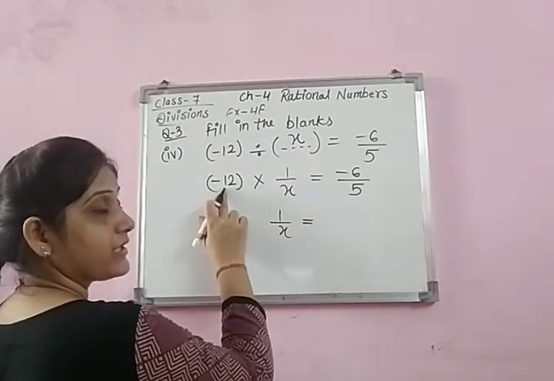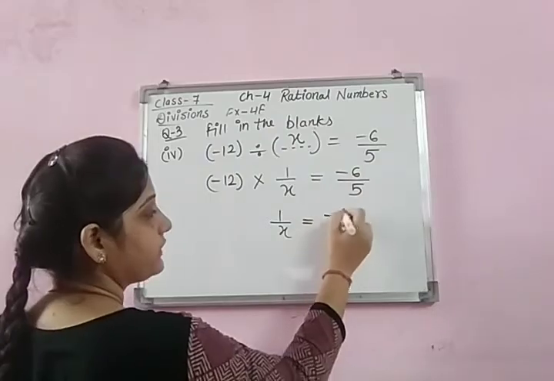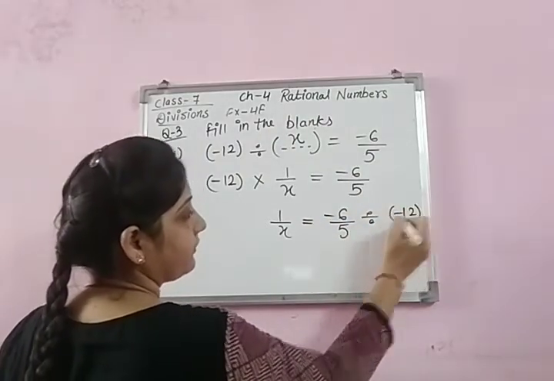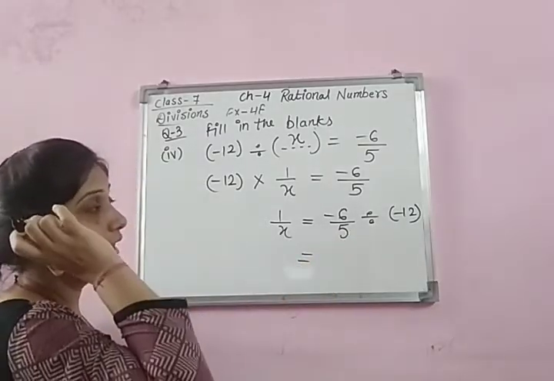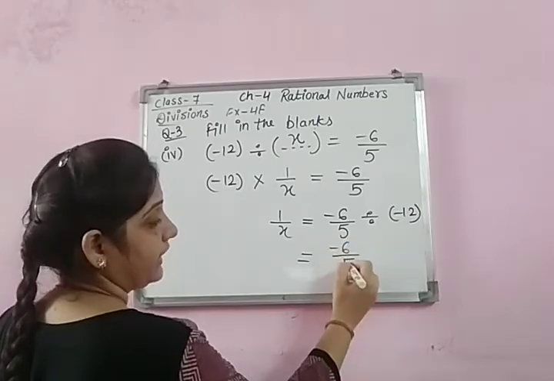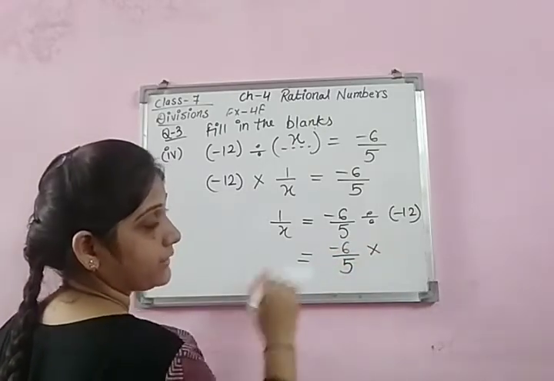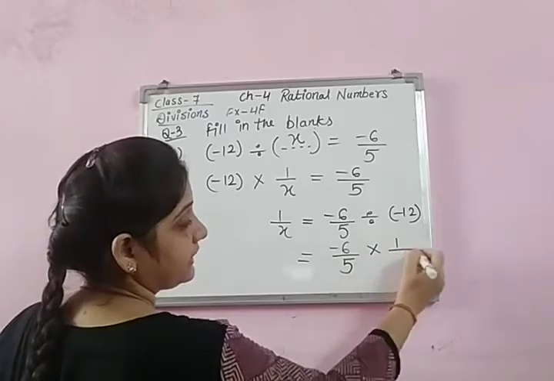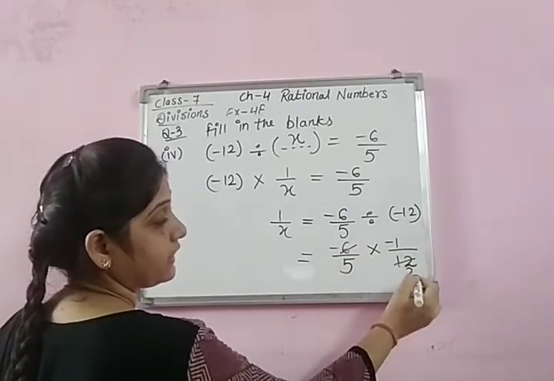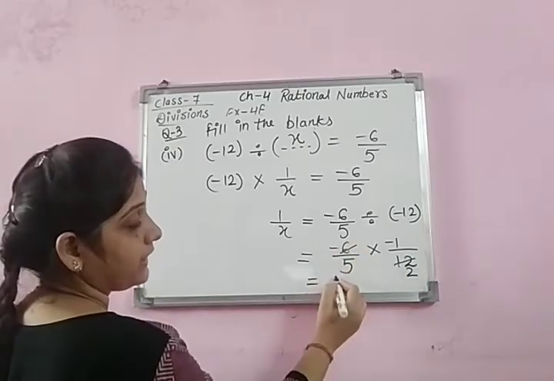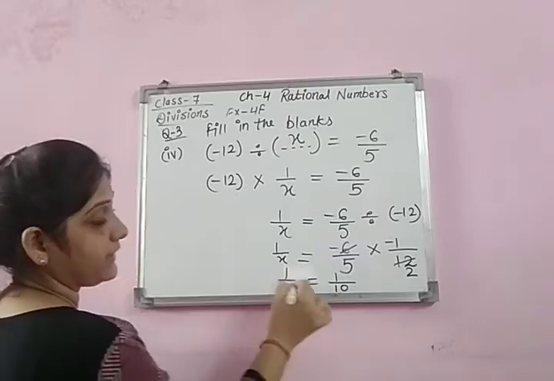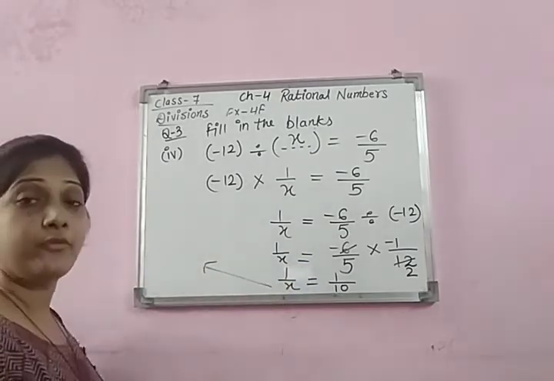And negative 12 is in multiplication, so it will become divide. Divide negative 12. Now what do we have to do? I will do this question with another method also. Negative 6 by 5, do reciprocal because of division, and this is negative 1 upon 12. Now cancellation. 6 2s are 12. So minus minus plus 1 upon 5 2s are 10. So this is the value of 1 upon x and we want to find the value of x.